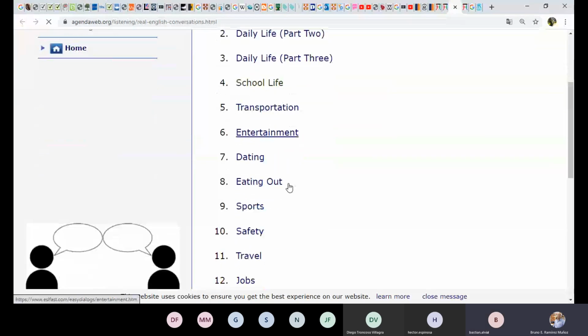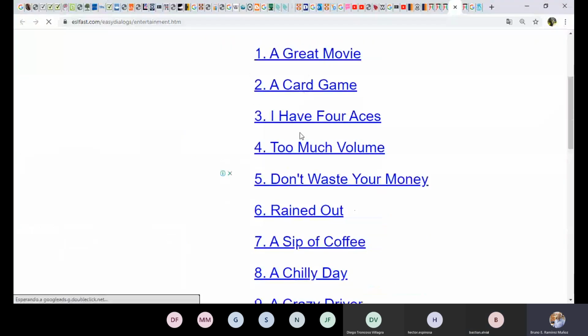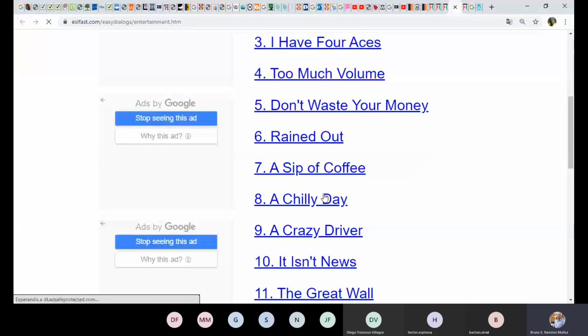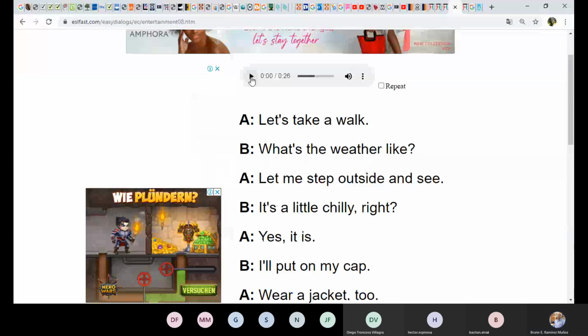And so you have to pick one of these, like entertainment, for instance, and then it will take you to another section. And in here, you need to choose a dialogue. Let me get rid of the ads. Let's suppose we pick a chilly day. What you can do here is listen to the dialogue, and then replicate it. You can read the dialogue on your own.